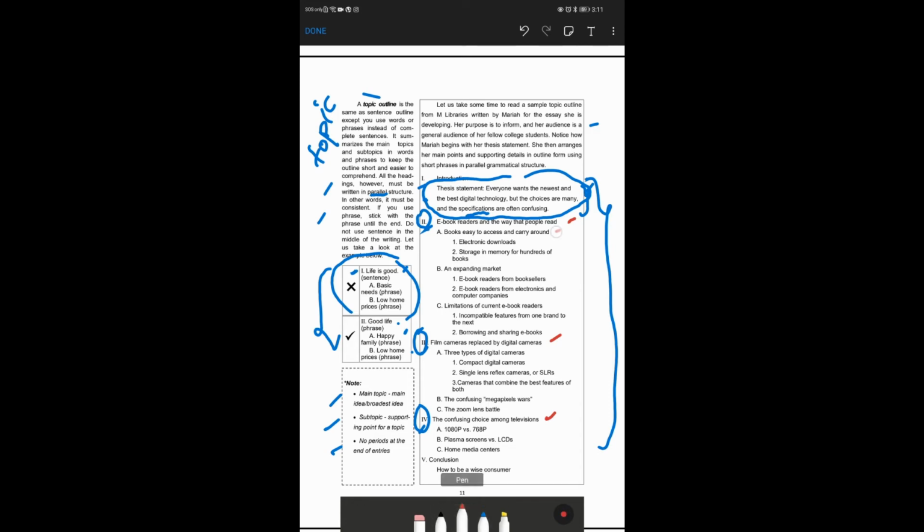Ayan. Yung mga capital letters na yan. Okay? So, those capital letters are placed there to explain the subtopics. Okay? Sabi niya kanina, di ba, yung e-books daw and e-book readers and the way people read. So, paano niya in-explain yung mga e-books na yun? Sabi niya, A, books easy to access and carry around. Okay? B, an expanding market. Kasi lumalaki naman na talaga ang market ng e-books, di ba? C, limitations of current e-book readers. Okay? So, what are the problems daw with e-book users?